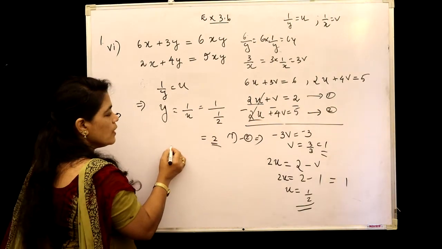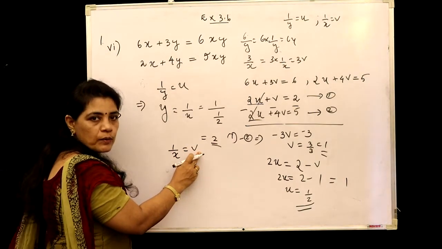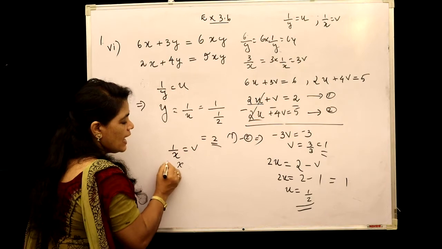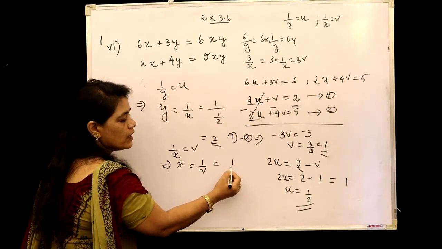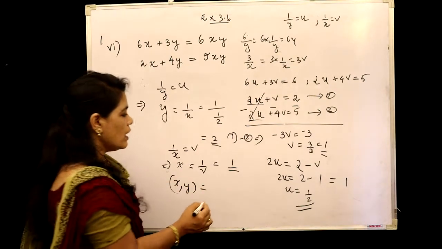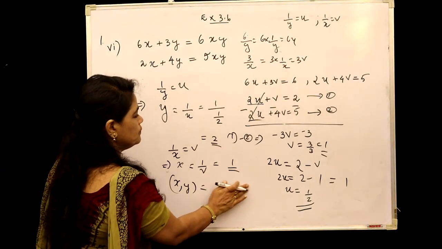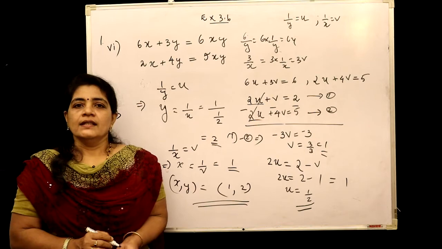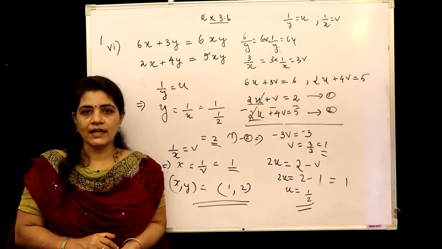Secondly, we have 1 by x as v. We need x, so x can be taken to the numerator so that v will come to the denominator. So 1 by v is equal to x. From this x is equal to 1 by v, but we have v as 1, so 1 by 1 is 1 itself. So x comma y, we need the values of x and y, and we have seen that x is 1 and y is 2. So 1 comma 2. This is all about the 6th question. It's a very, very important problem. Okay, now we are moving to the next problem.